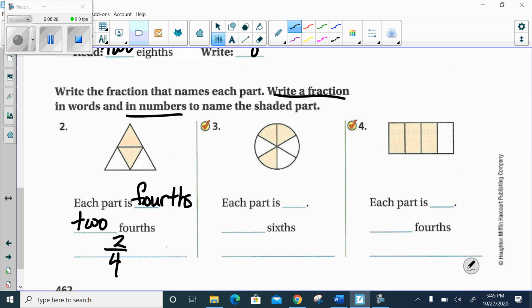is shaded. How many parts? 1, 2, 3, 4, 5, 6. Each part is a sixth. That's the name of it. Now, how many are shaded? 1, 2, 3. 3 of the 6 are shaded. So that is 3 out of 6. 3 sixths. Each part is how much? 1, 2, 3, 4. We have fourths.